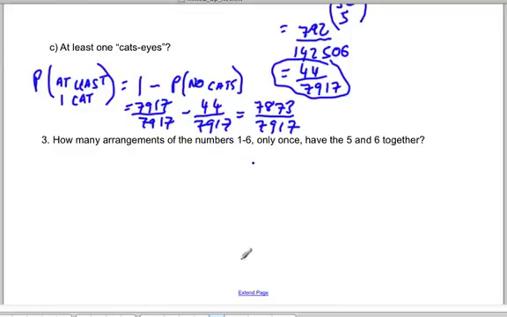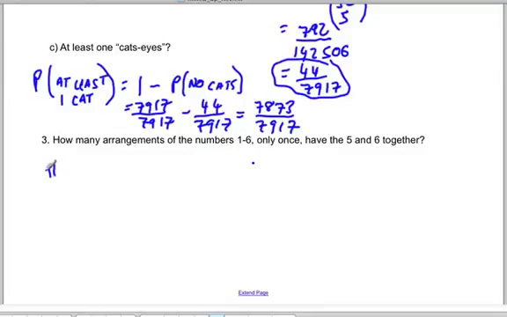Now the next question, how many arrangements of the numbers 1 to 6, using each only once, have the 5 and 6 together? Now, so we're only going to use these numbers once. Now, if we're going to have 5 and 6 together, we could either have 5 first or 6 first. So we're going to block these. So there are going to be a total of 5 blocks.